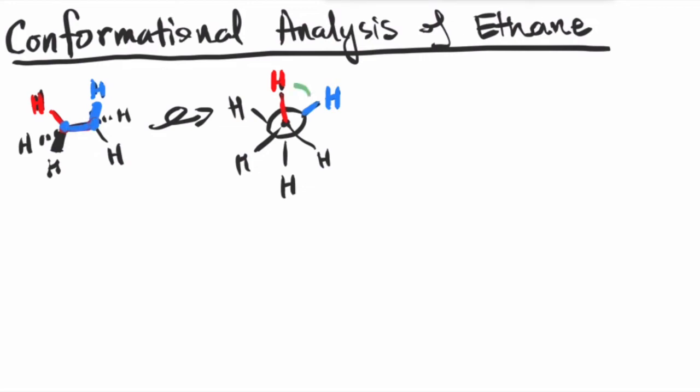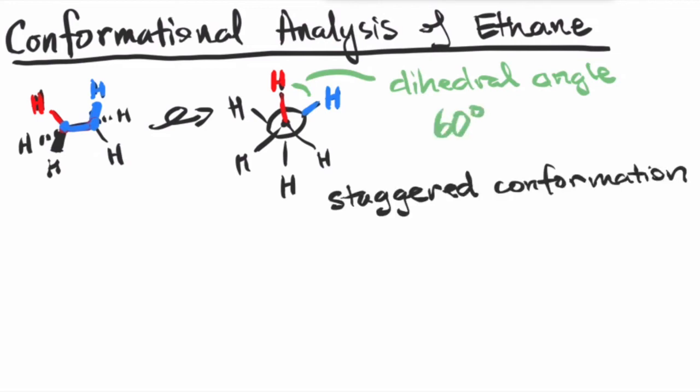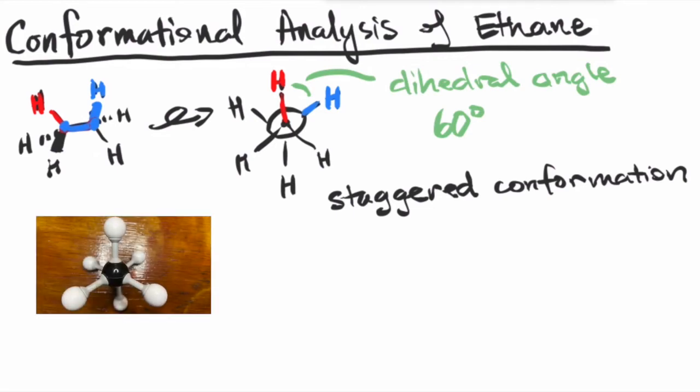And so the angle that is made from these 2 different planes can be seen in the Newman projection quite clearly. Okay, so this angle has a special name. It's called a dihedral angle. And in this case, the dihedral angle is 60 degrees. And as the dihedral angle is at 60 degrees in ethane, we call this conformation a staggered conformation. And it turns out to be the lowest energy conformation for ethane.